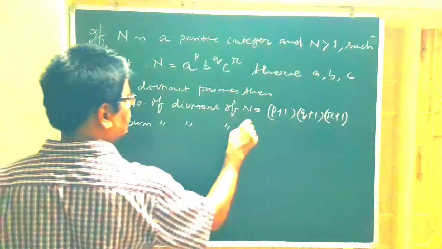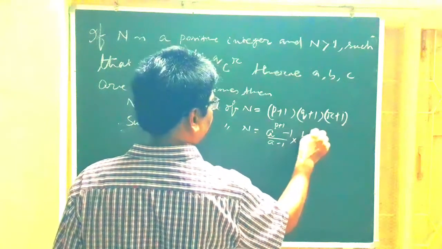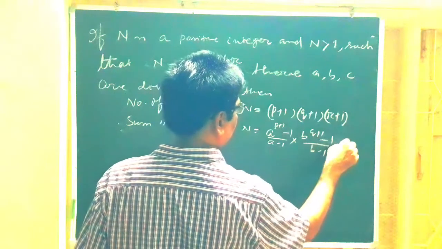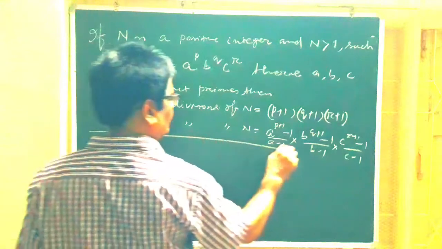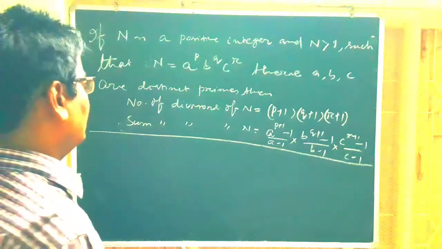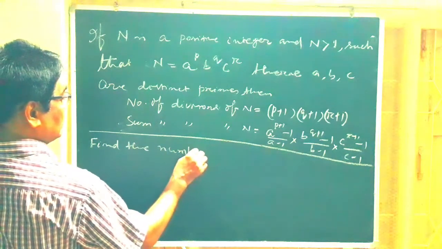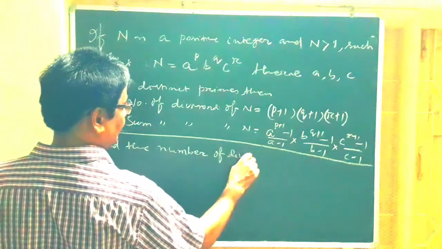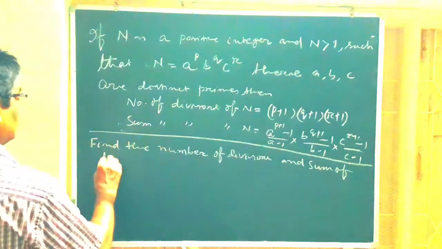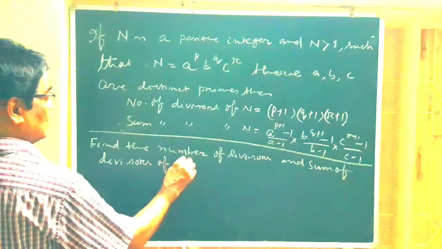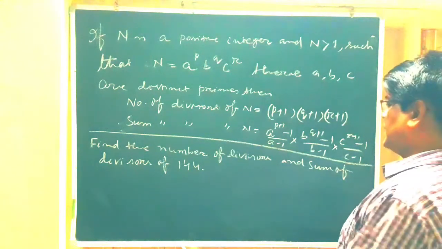Sum of divisors of n is equal to (a to the power p plus 1 minus 1) by (a minus 1) into (b to the power q plus 1 minus 1) by (b minus 1) into (c to the power r plus 1 minus 1) by (c minus 1). So with this information, let us solve a problem. Find the number of divisors and the sum of divisors of 144.